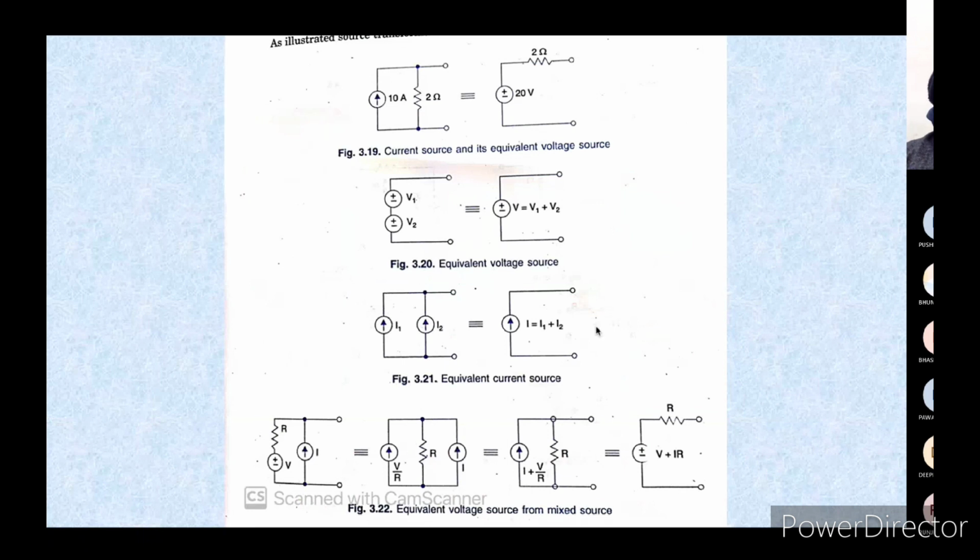And for voltages also, if two voltage sources are connected in series, then the total voltage will be V1 plus V2. And current sources cannot be connected in series with different currents; if they are connected in series, the same current will be flowing. If they are connected in parallel, then there will be addition of current 1 and 2, so I1 plus I2. And not only that, you can change a current source into a voltage source, and how to change it, that technique will also be seen.